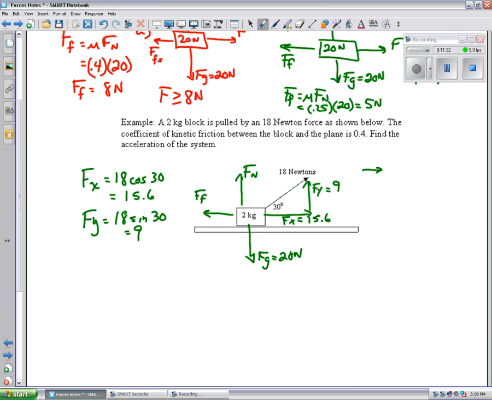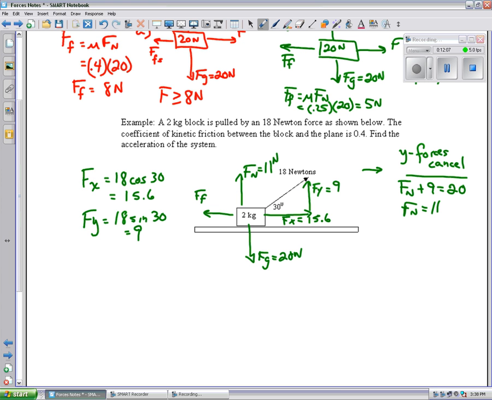Now, here is why the Fn isn't going to equal 20 this time. It's not moving up or down, so the up forces and the down forces have to cancel. So we can write our y forces cancel. All right. So the 9 and Fn are pulling up, and the Fg is pulling down. So those up forces have to cancel the down forces. So Fn plus 9 has to equal 20, which tells me that Fn is 11 in this case. So now I can even put that on there. Fn is 11 newtons.